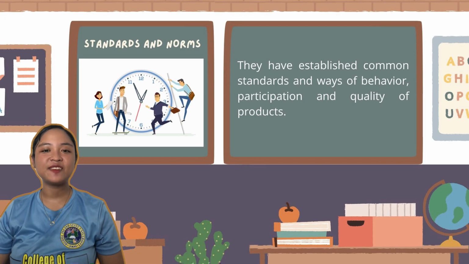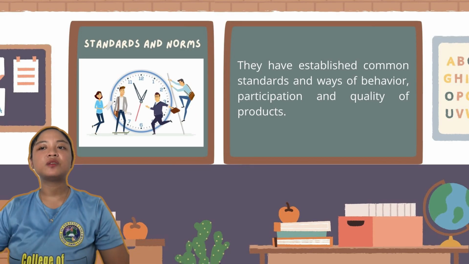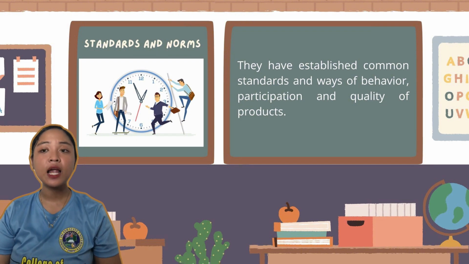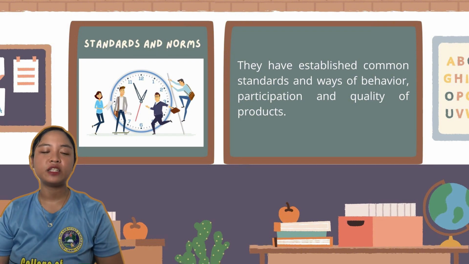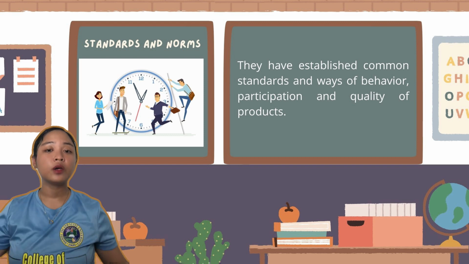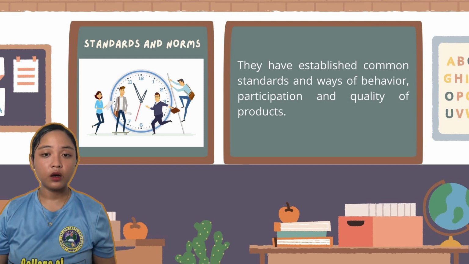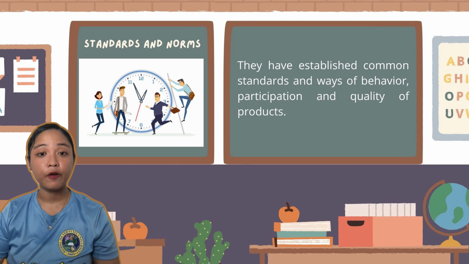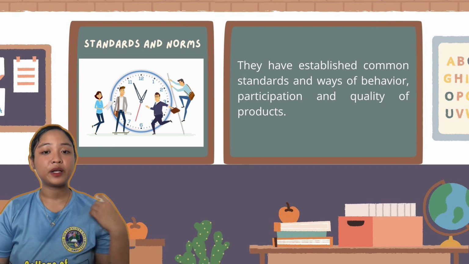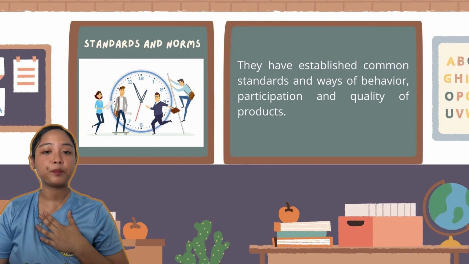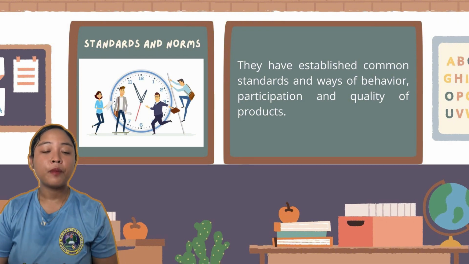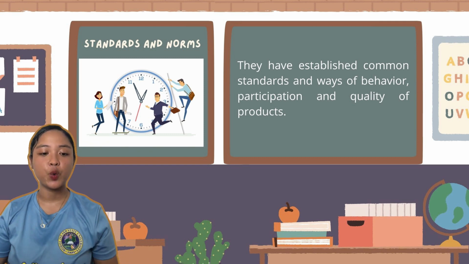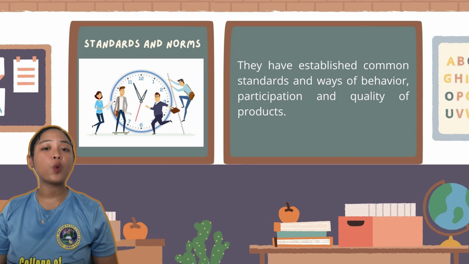Next is standards and norms. They have established common standards for behavior, participation, and quality of the products. As group members, you have agreed on standards for behavior, participation, and performance, and you share expectations in your standards and norms.